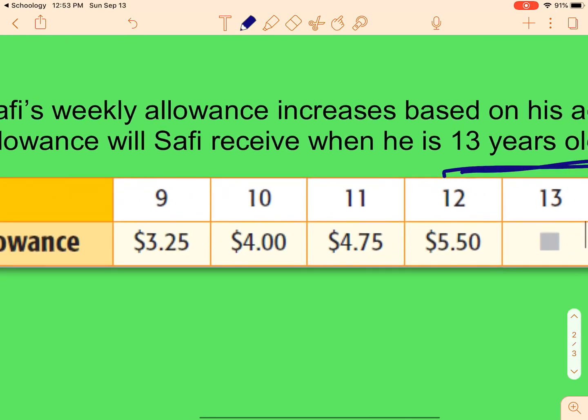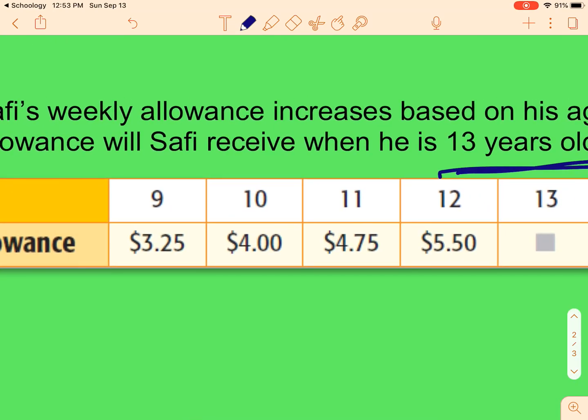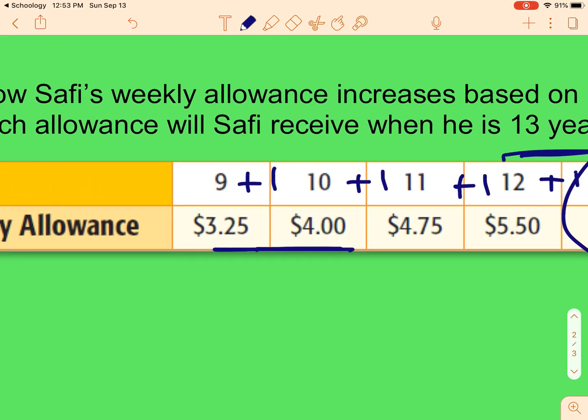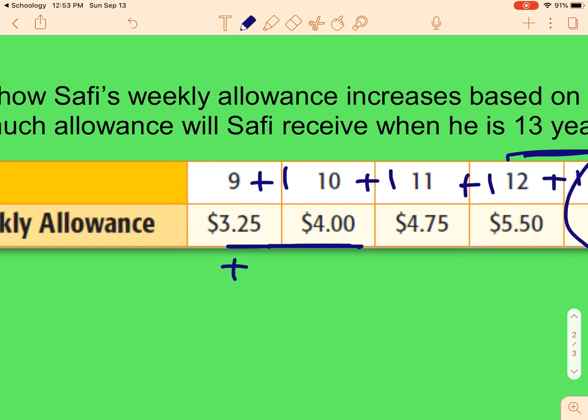Alright. So now this one is a little bit different. We know that these ages are going up by 1 every time. We want to know what this is right here. But to figure that out, we need to figure out what's happening between each of the numbers. So from $3.25 to $4, what is happening? I know I'm going higher, so I know I'm adding.